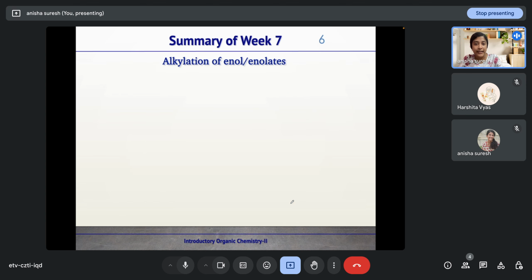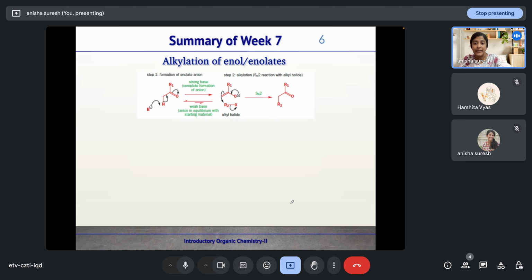Now coming to alkylation reaction of enols and enolates. This is how an enolate ion is formed. When we are using a stronger base, the complete formation of the anion can take place and it can lead to formation of this enolate. And when we are using a weaker base, the anion can be in equilibrium with the starting material. So the base will abstract this alpha proton and it will lead to formation of this enolate.